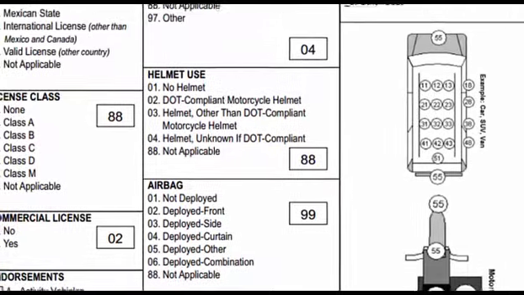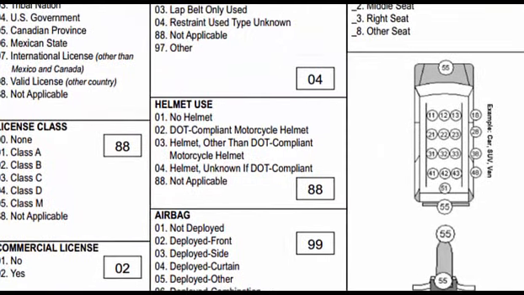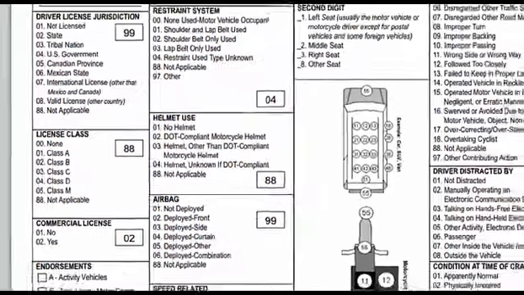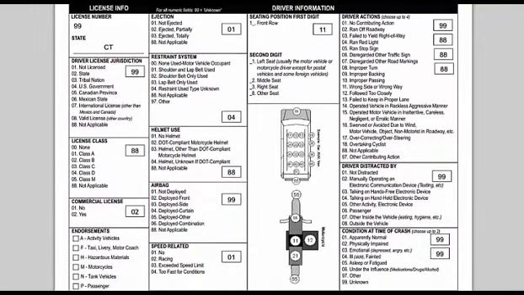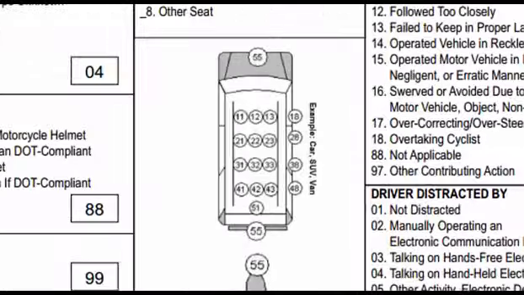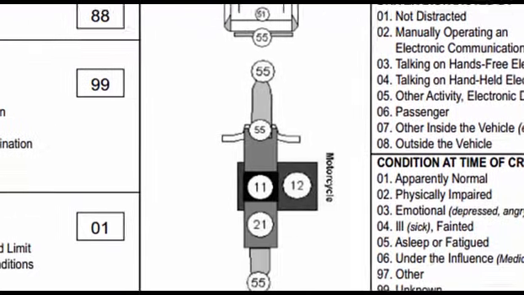You should note that helmet use only applies to occupants or drivers of motorcycles. Seating position is a 2-digit code. The first digit indicates the row the person was sitting in. The second digit indicates which seat the person was sitting in. For drivers, this would be an 11, or first row, left seat.